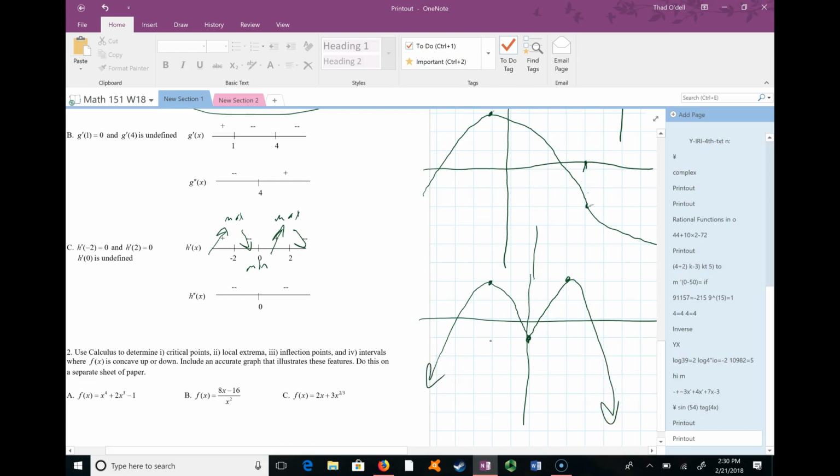We can check and see if that's right. I'm going up, and then I'm going down, and then I'm going up, and then I'm going down. The derivative is 0 here and here. The derivative is undefined there. Perfect. Now let's look at the concavity.